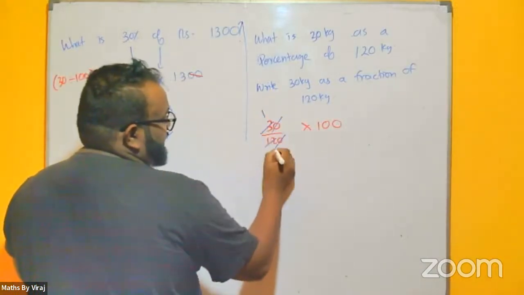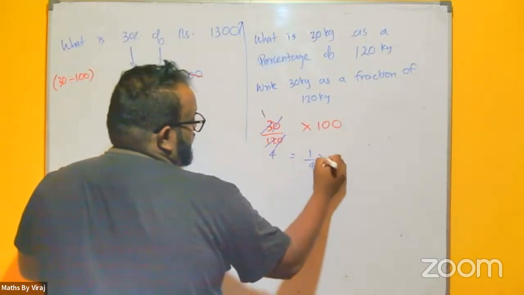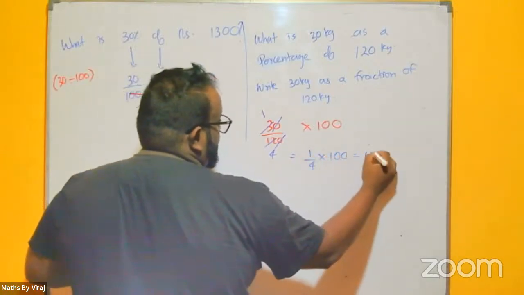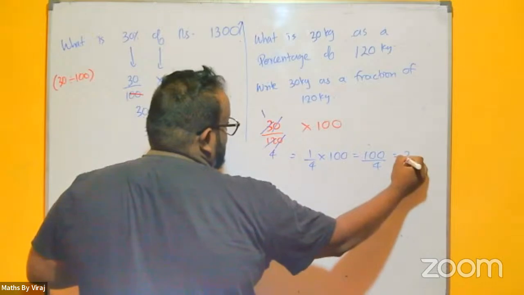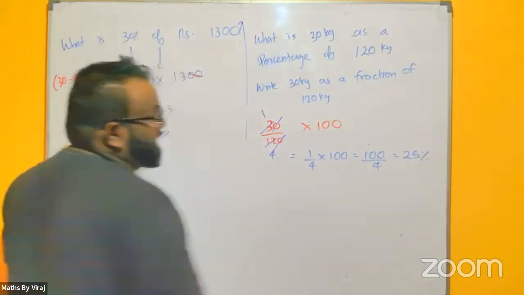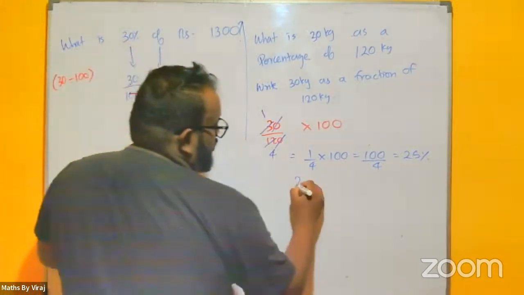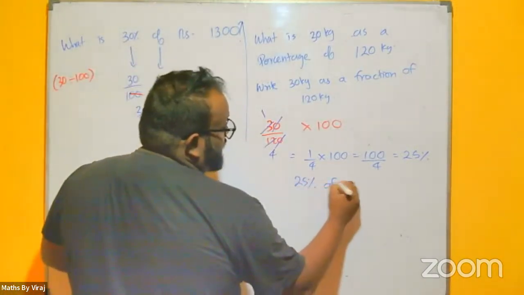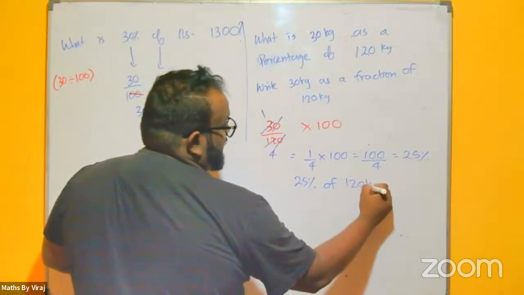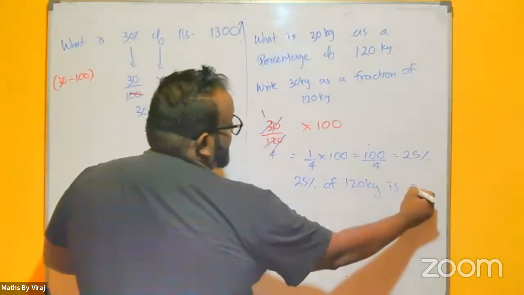Cancel them off. 3 times 1, 3 times 4. That would be 1 upon 4 into 100. 100 divided by 4 is what now? Look at that. 25%. So 30 is 25% of 120 kilograms.